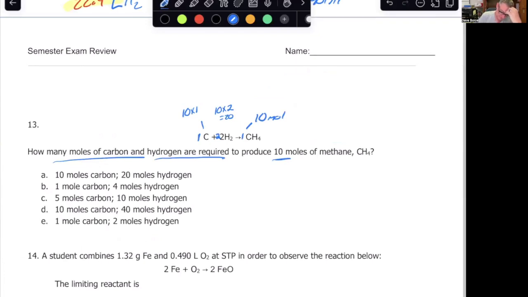Okay. So how many moles do I need? Well, I need 10 moles of carbon and 20 moles of hydrogen because it's a 1 to 2 ratio with that. So pretty easy question.